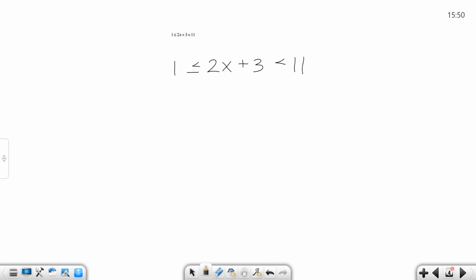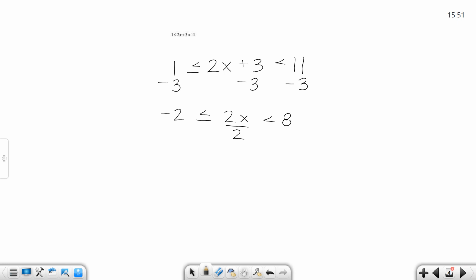Well, that's the same thing I'm going to do here, except when I subtract 3 in the middle, I subtract it on the right, and I subtract it on the left. What I do to one part, I do to all 3 parts. So negative 2 is less than or equal to 2x, which is less than 8.